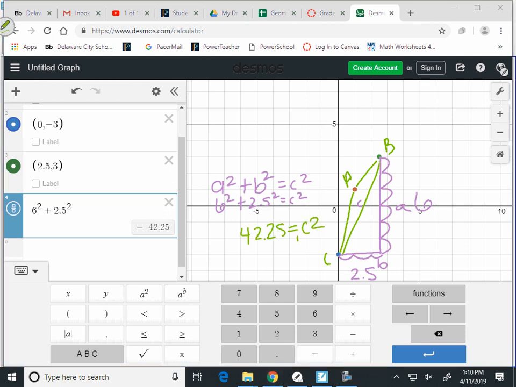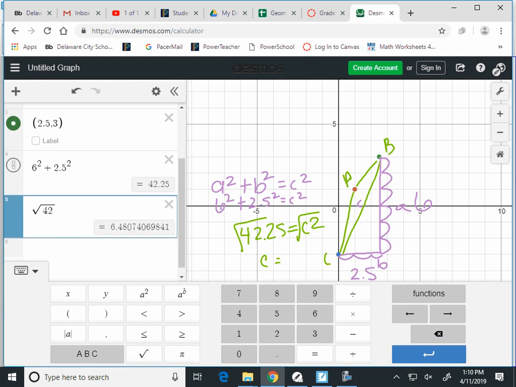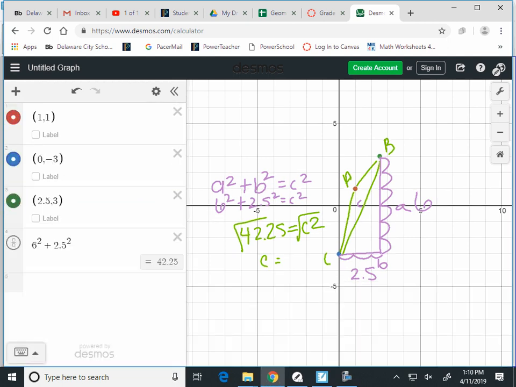Equals c squared. So square root both sides. Because this is a decimal, I'm going to see if I get a nice decimal if I take the square root of 42.25. Actually, for our purposes, we're just going to leave it as a radical, since sometimes we don't get decimals, sometimes we still get whole numbers. Do not round until the very, very end. So whatever you get, leave it as a radical. So that's the length of that side.